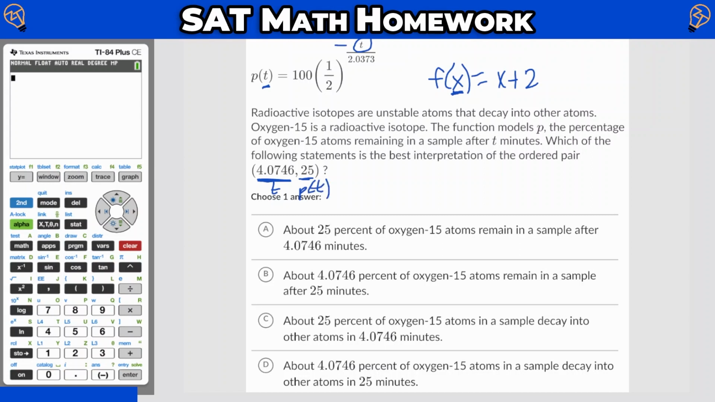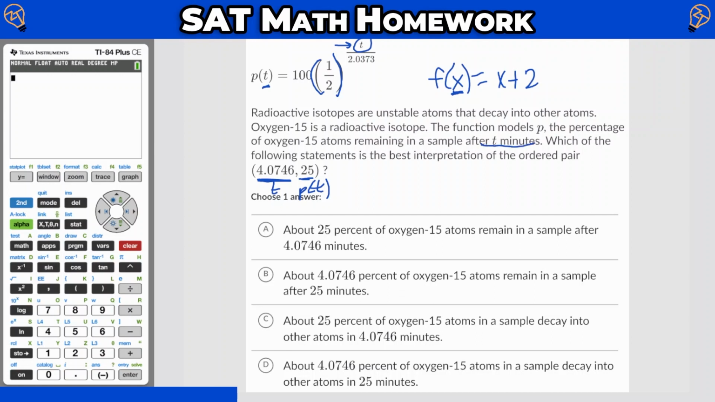And notice t, whenever we're talking about radioactive decay, this is actually talking about half-life. That's why this is a half here. If something were doubling in its growth, that would be a 2 instead of a half. But this is measured in minutes.